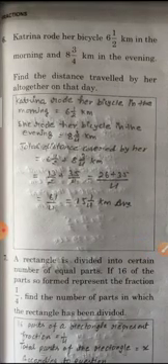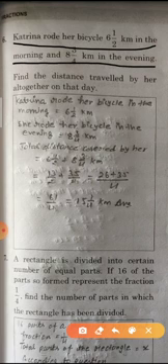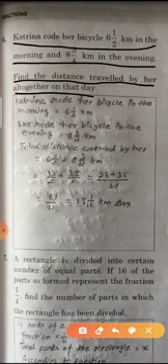Question number 6. Karina rode her bicycle 6 whole 1/2 km in the morning and 8 whole 3/4 km in the evening. Find the distance traveled by her all together on that day.